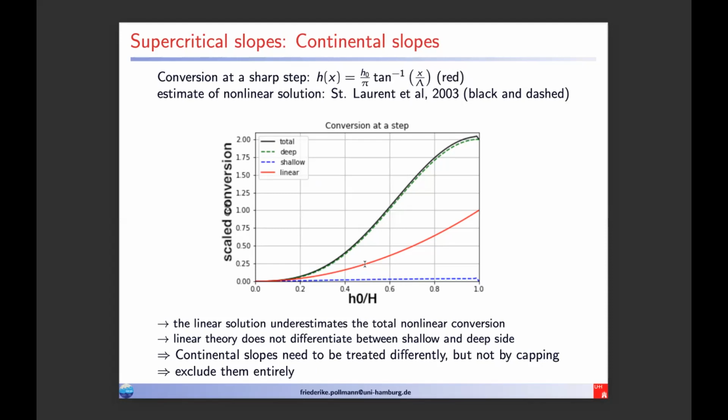So it's a bit problematic that we can't differentiate between that. So the conclusion for the continental slopes is that here again, linear theory is not doing a good job, but capping will not really resolve this issue. And it doesn't differentiate between shallow and deep slopes. But we don't really know how to deal with this. So our argument is that it's better to exclude the continental slopes completely rather than keep them in and not knowing how to correct for the fact that linear theory will not do a good job there.